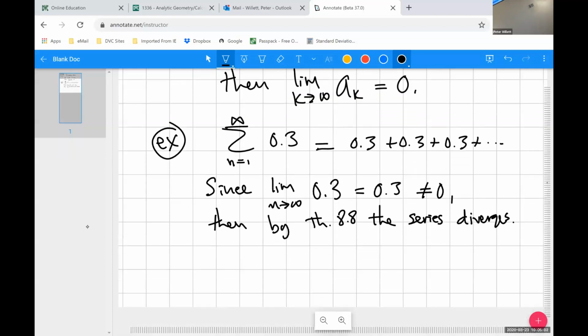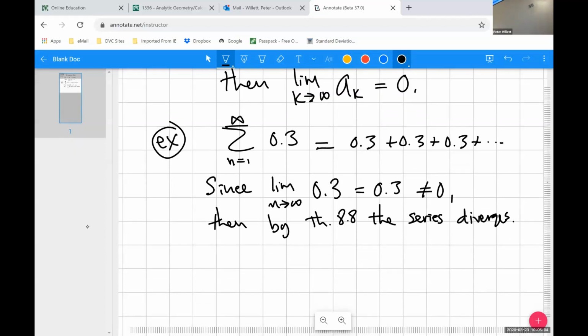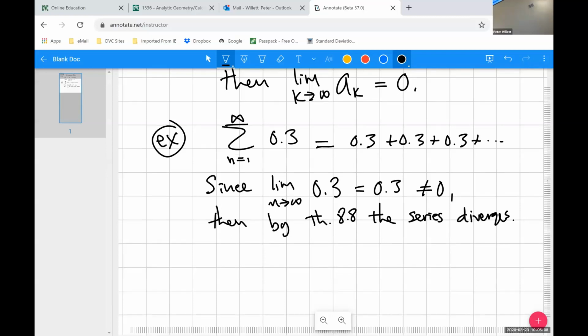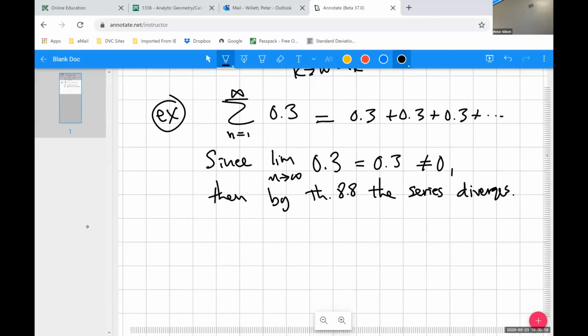And this is an example where the terms themselves do not go to 0, therefore it must diverge. And that hopefully can make sense, because if I just keep adding 0.3 again and again and again, forever and ever, the sum is just going to keep rising and rising, and it's going to go beyond any value and head off toward infinity eventually.